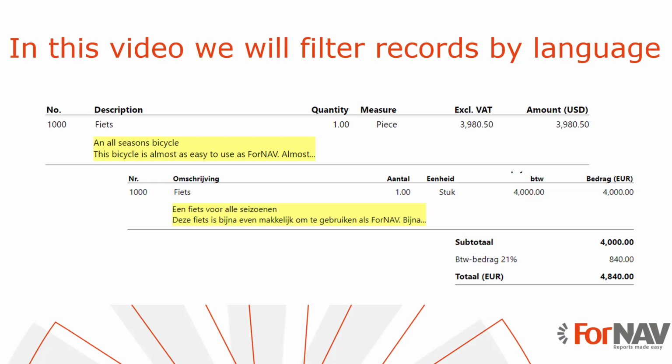Today, we're going to get data based on a document's language. Languages are an essential part of your Business Central reporting. After all, we need to send documents that the recipient can read. 4NAV takes care of these translations for you.